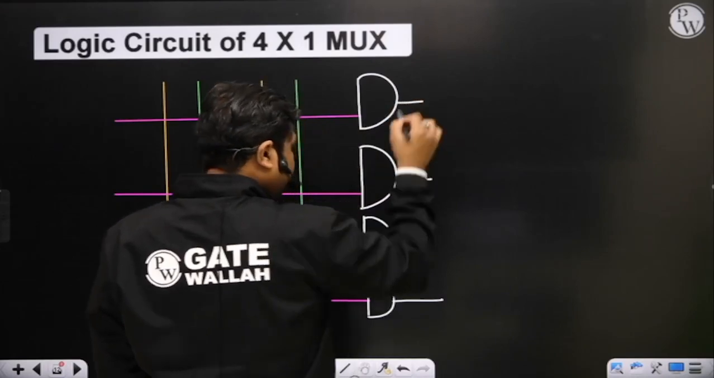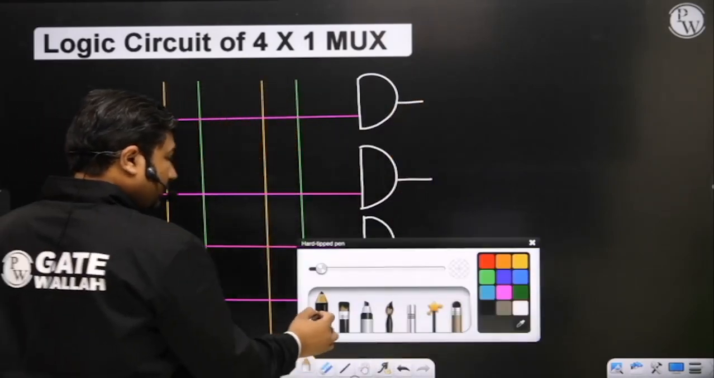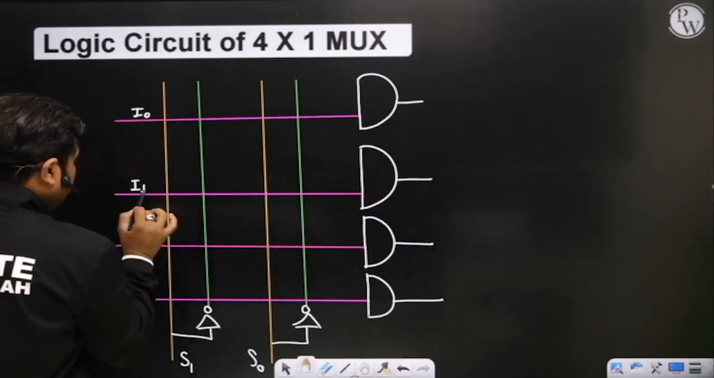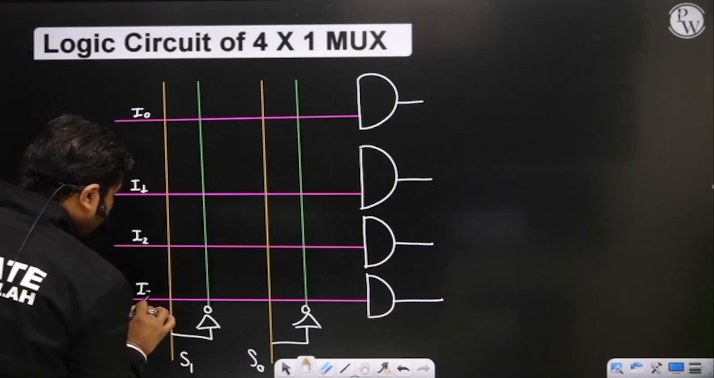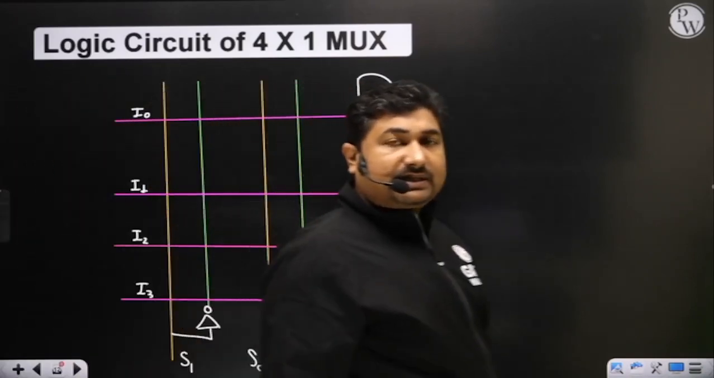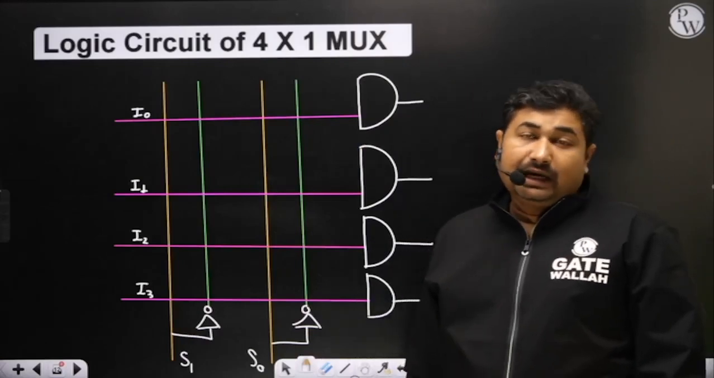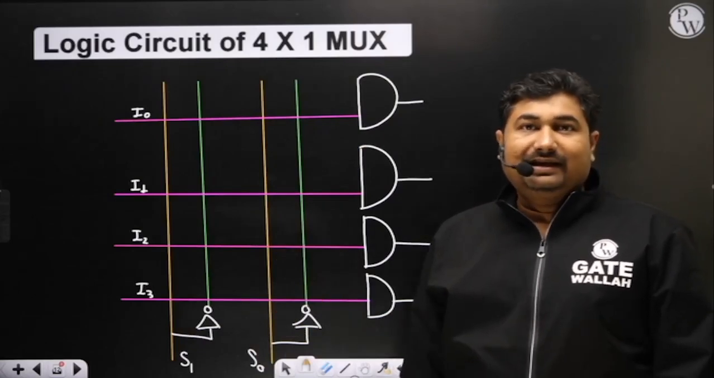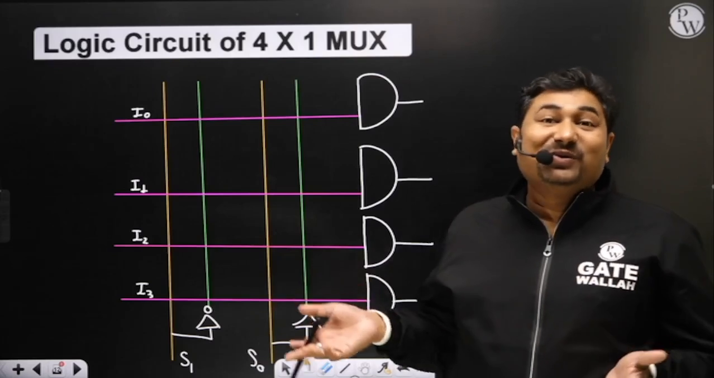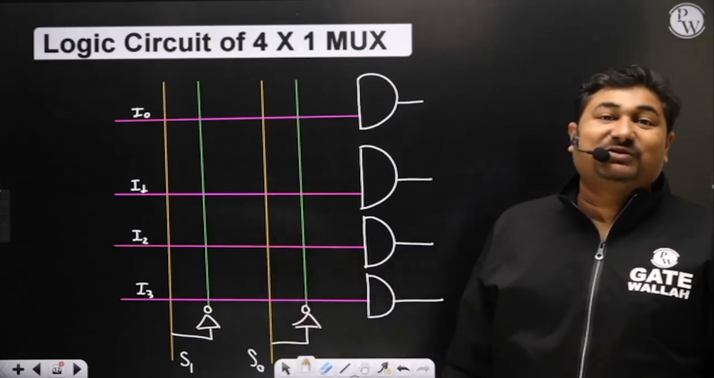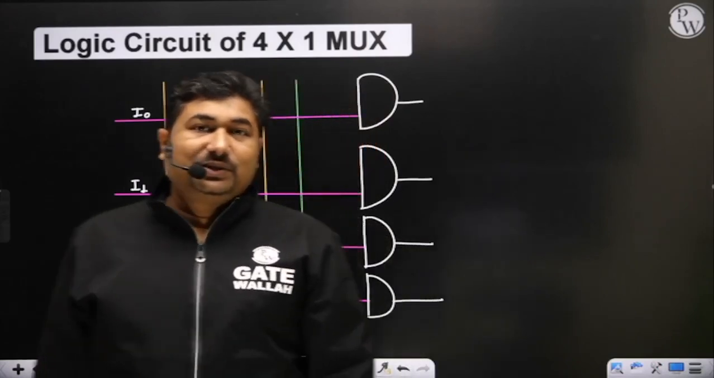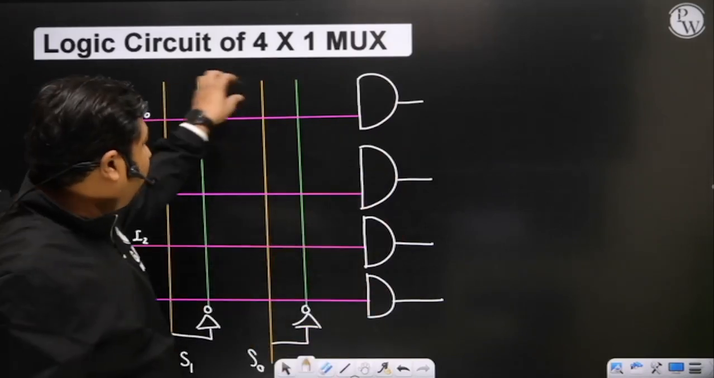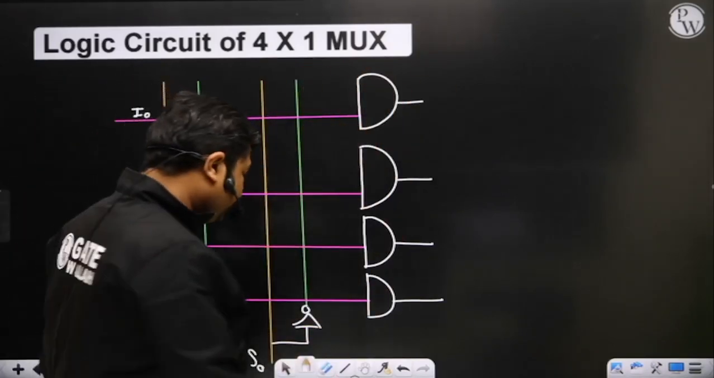We need 4 AND gates. I am representing these as the I0 pin, I1 pin, I2 pin, I3 pin. Now when you are designing a multiplexer, it is mandatory to define the input pins. Otherwise the user doesn't know where the input pin is, which one is the I0 pin, which one is the I1 pin. He can't use it. So you must define the input pins, because only you, as the designer, know how you have connected the select to the AND gates.